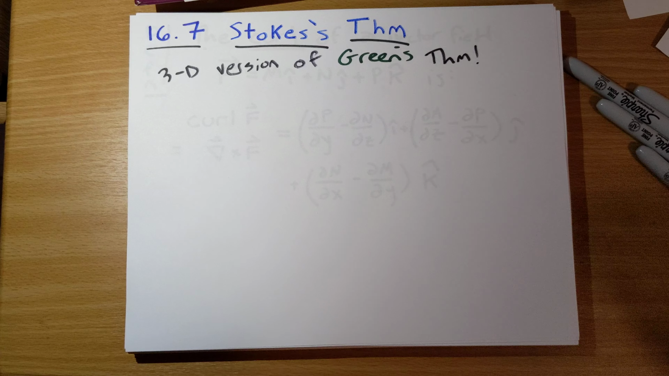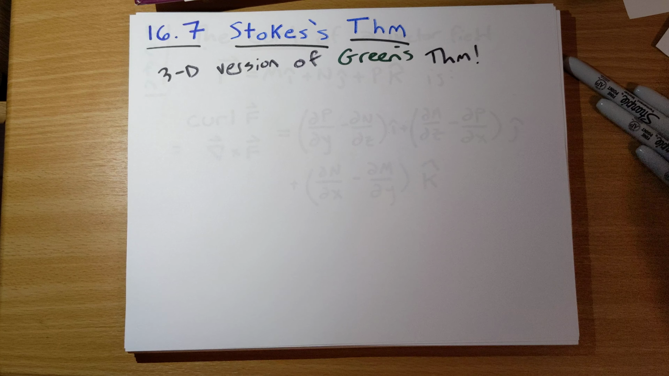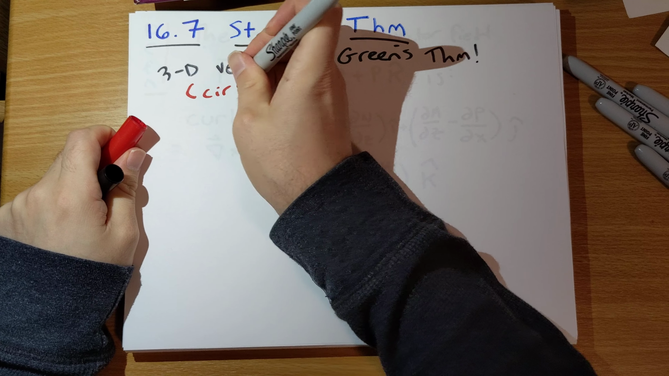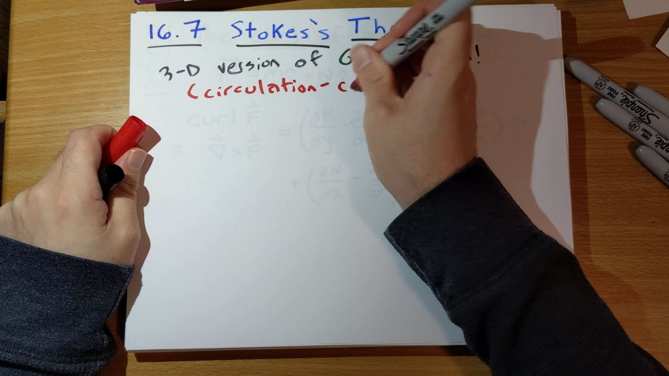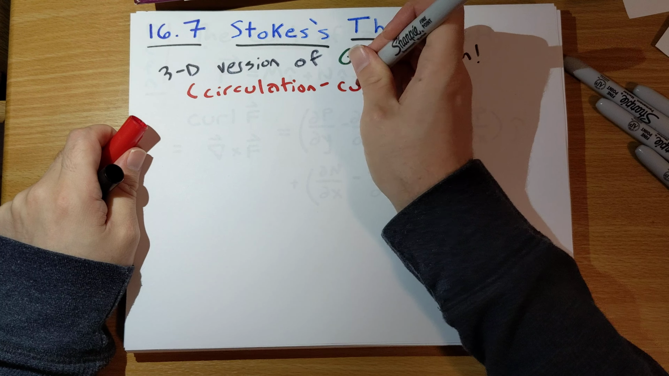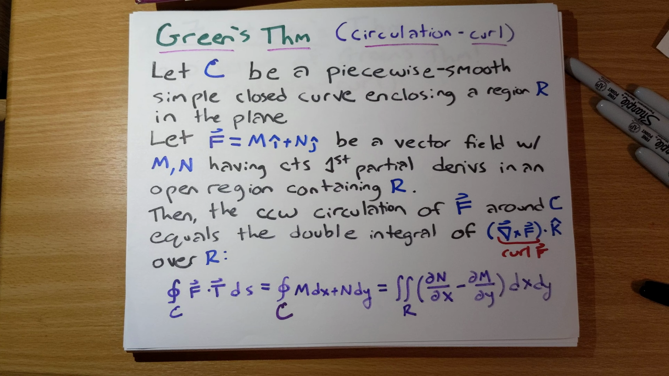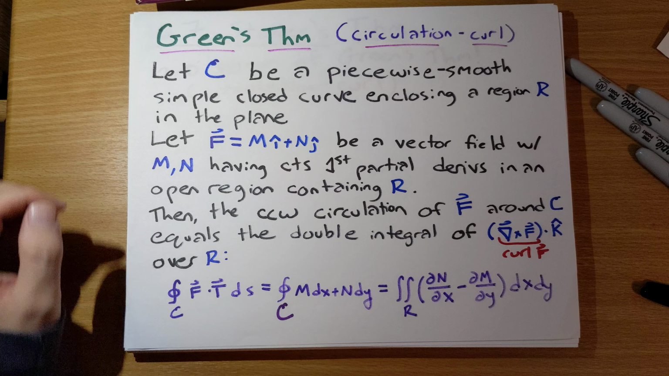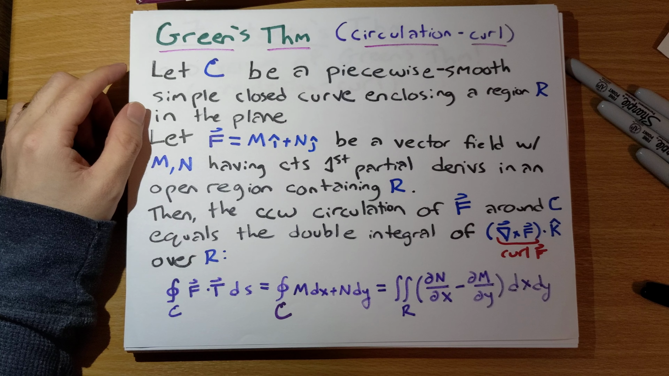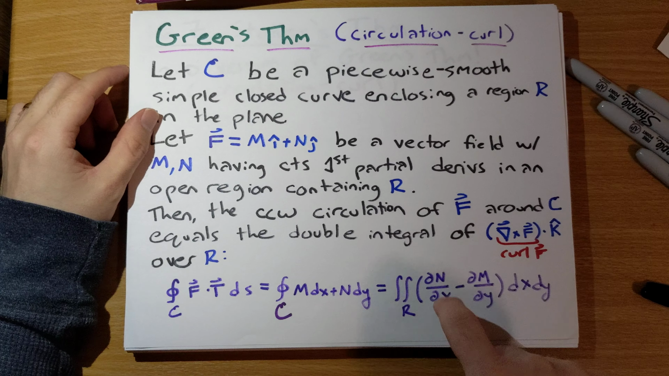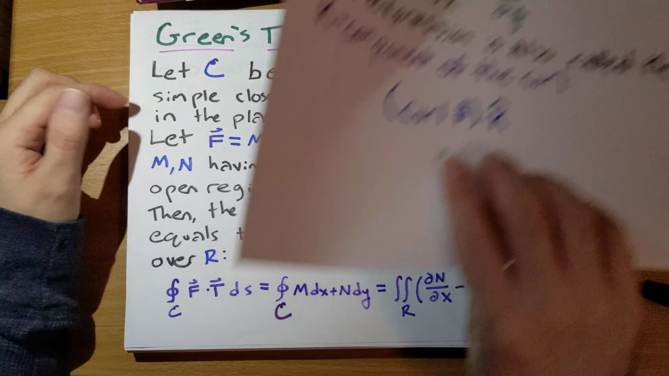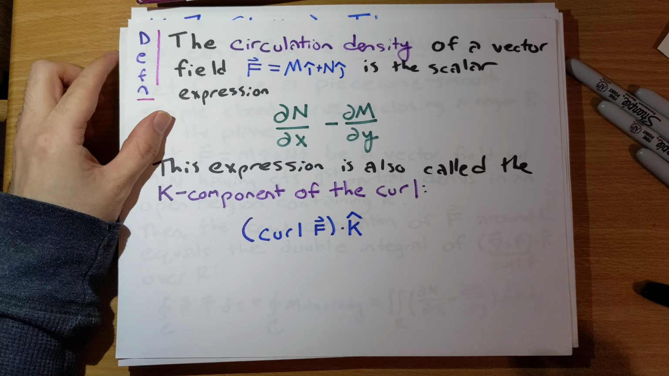In particular, we're going to care about the circulation curl version. Remember, we had 2 different versions of Green's theorem. Circulation curl is one of them here. So as a reminder, here's the statement of the circulation curl version of Green's theorem. And the idea is that the circulation of your vector field along the boundary of a region in the plane is equal to the double integral of this, what we called the k component of the curl here.